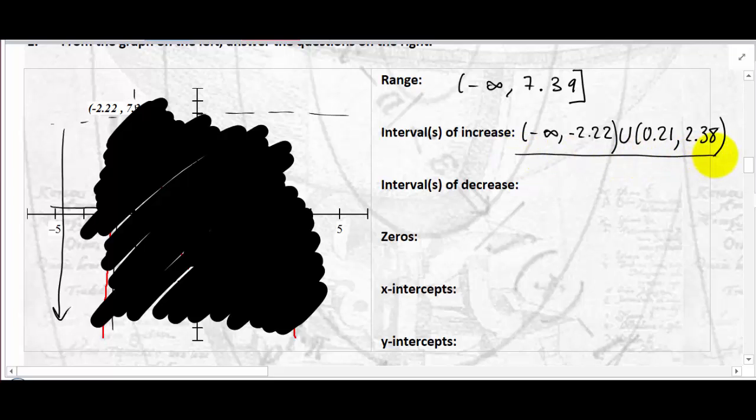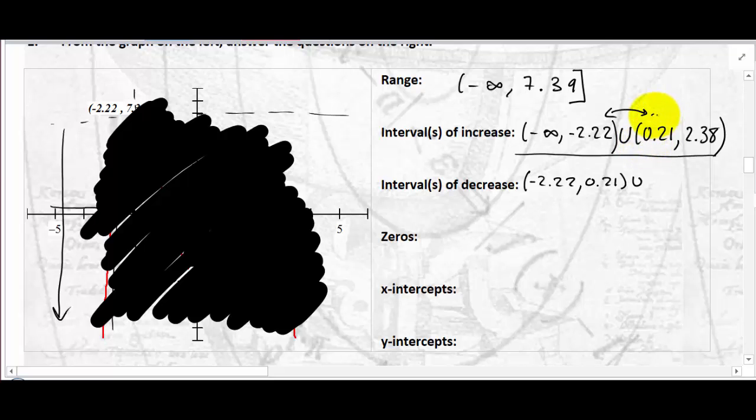I just need this. And also I need to know that the function is never constant. It's never a straight line. If it's not increasing, it is decreasing. So my first interval of decrease will be between these two values. So I have negative 2.22, 0.21, and what's the next one?